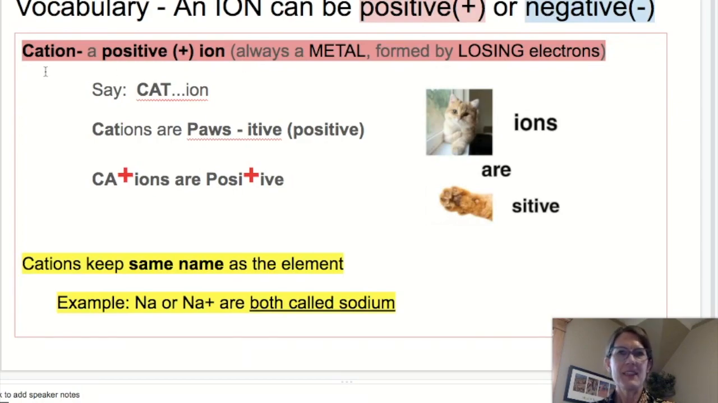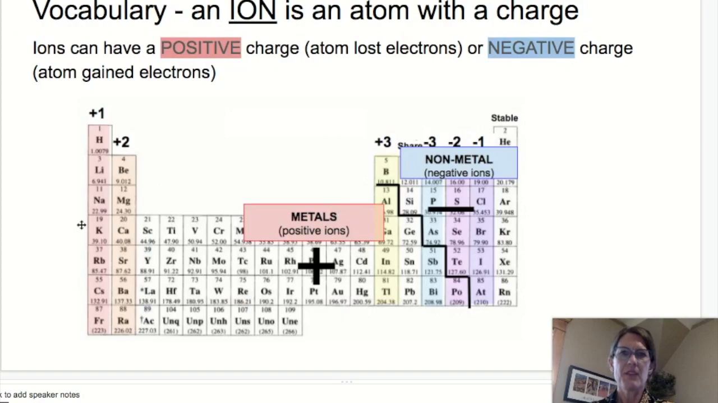And here again, I'm using pink for positive and blue for negative. The word for a positive ion is cation. Everybody say cation, cation, cation. It sounds like the word cat. It looks like cation, but it's cation. So the cation is a positive ion. Cations are always a metal, and they're formed by losing electrons. If you remember back on this slide, metals always want to lose electrons and become positive, so they are going to become cations.